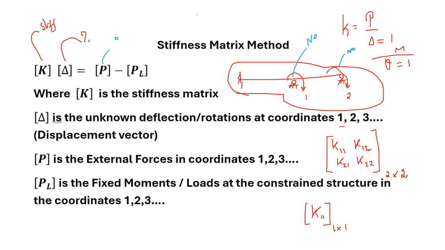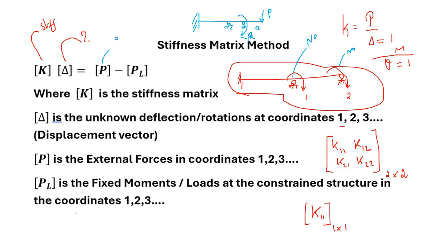But if there is an overhanging portion like this, for example, an overhanging portion for this beam that is acted upon by some load, and this distance is A, then this P multiplied by A can be applied to the roller support in the form of moment PA. In such a case, the P matrix will get the value of P into A.